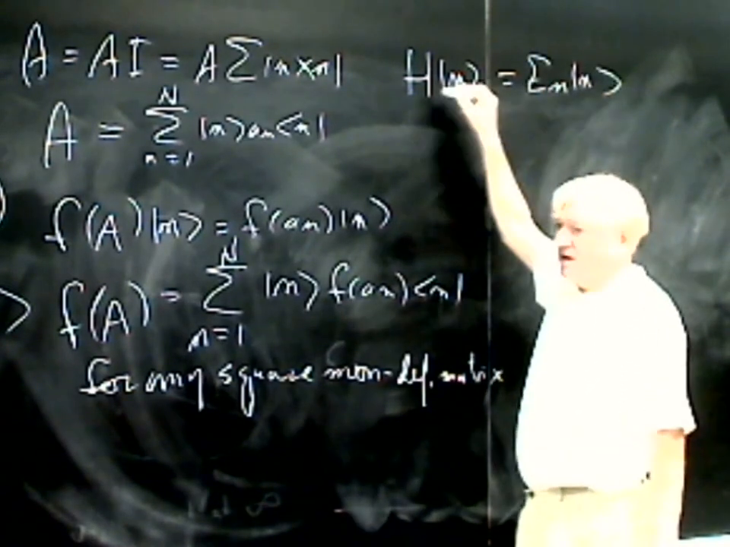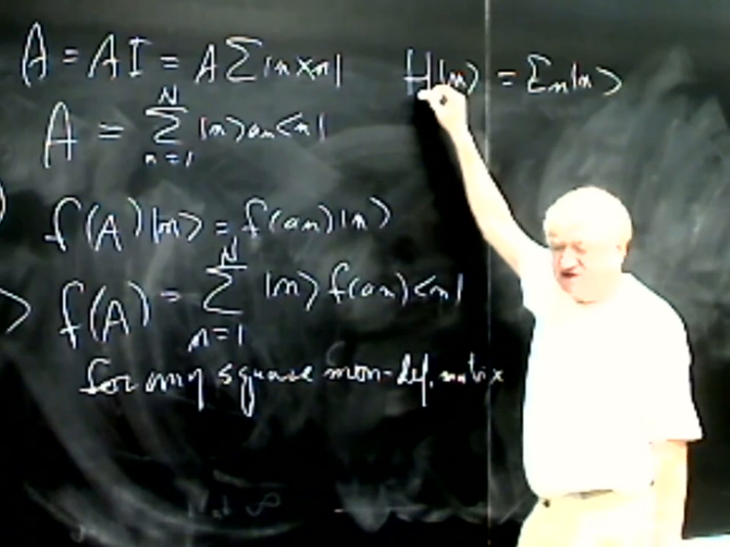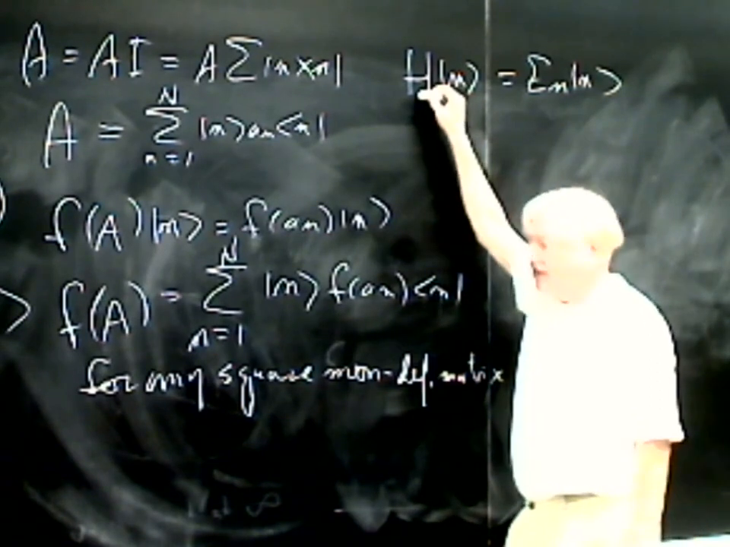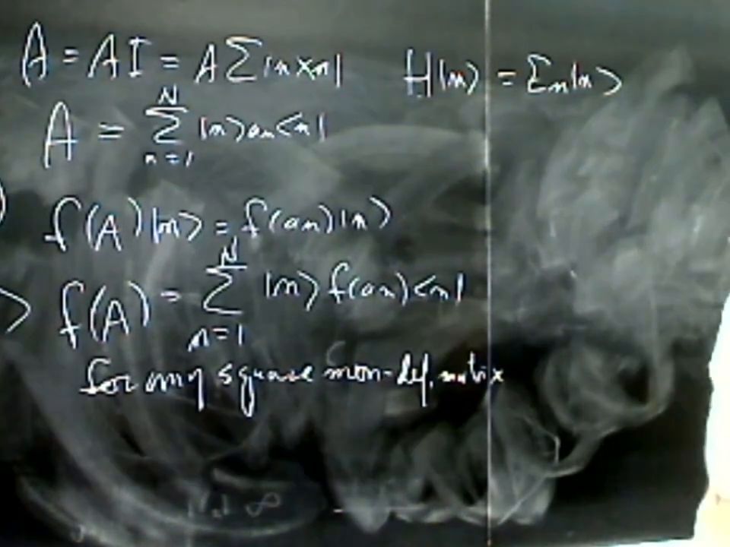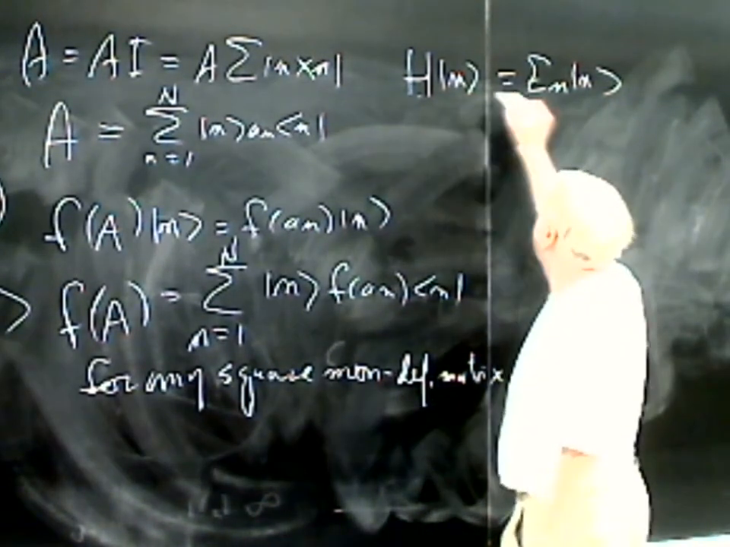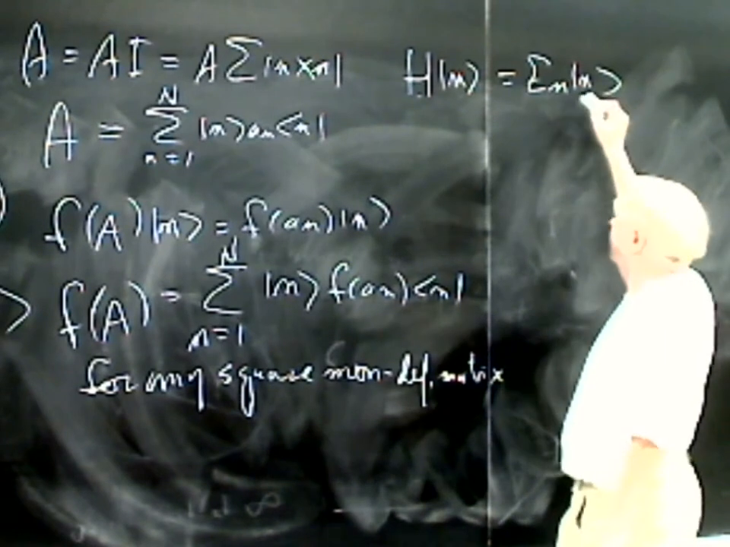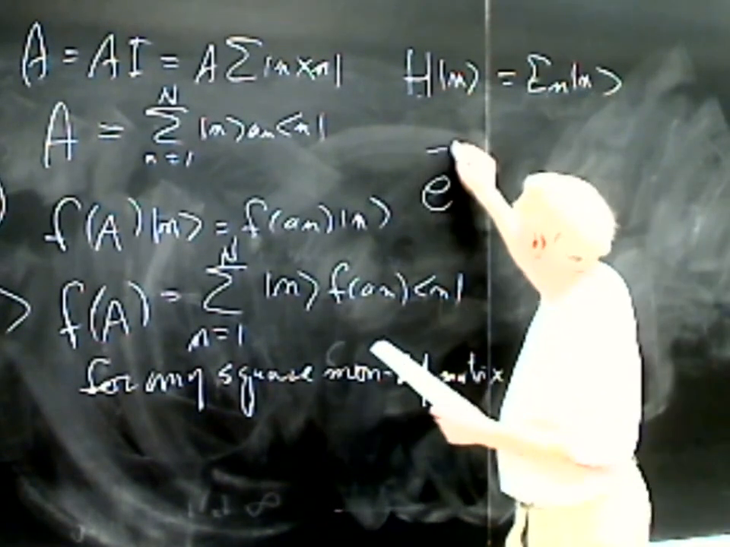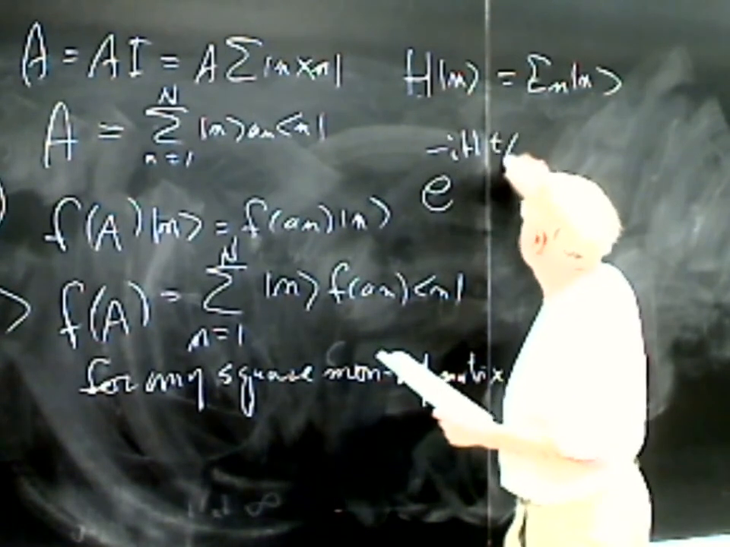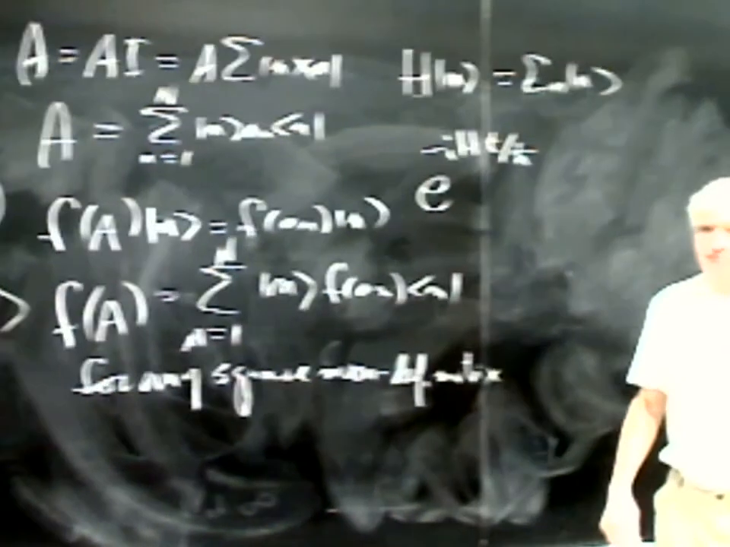So the Hamiltonian is a Hermitian matrix. More generally, it's a Hermitian operator, but we can think of an operator as a Hermitian infinite-dimensional matrix. So H on |n⟩ gives some energy E_n, and this is real. And now the time evolution operator is e to the minus iHt over h bar.